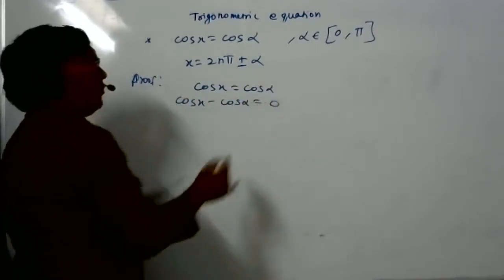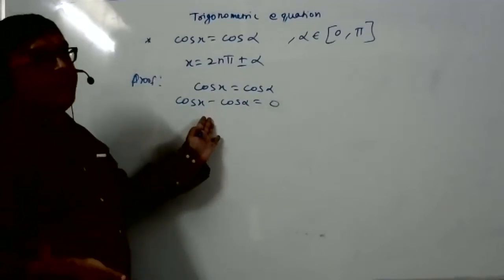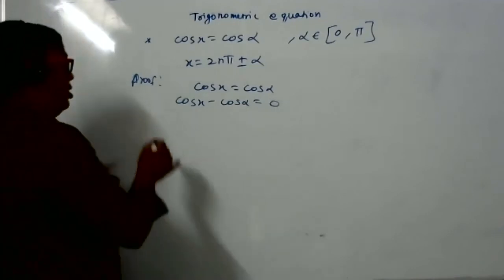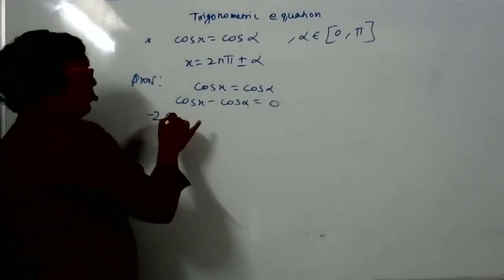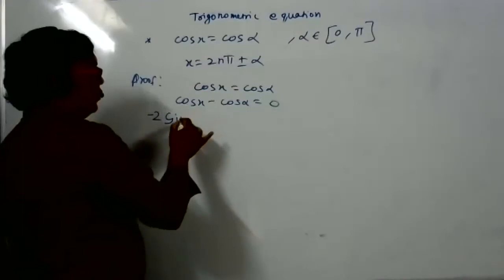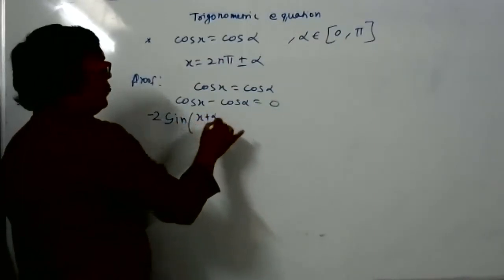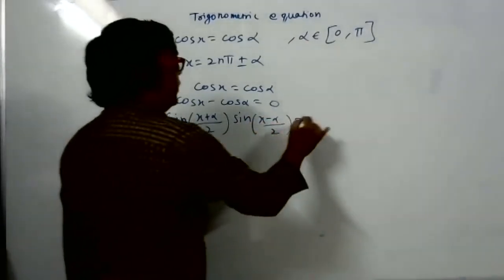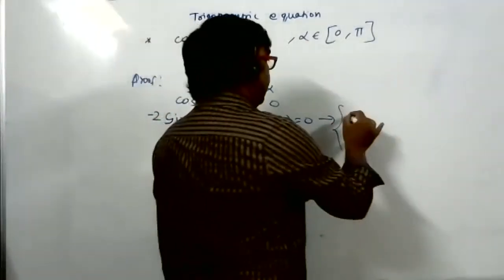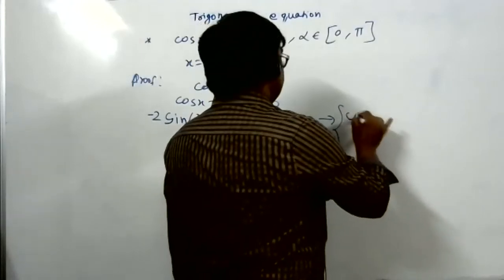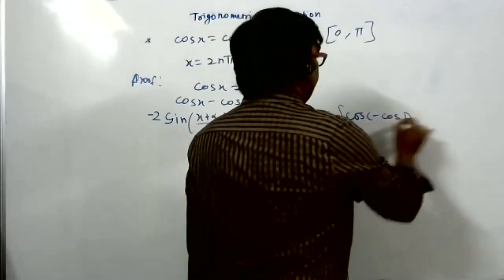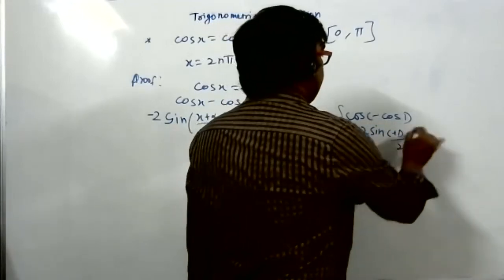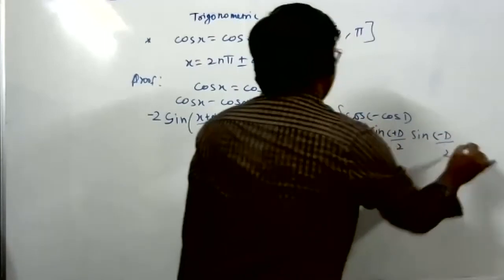Then use the CD formula. Convert subtraction into product. Cos C minus cos D. Does anybody remember the formula for cos C minus cos D? It is minus 2 sin of (C plus D) by 2 into sin of (C minus D) by 2. This formula we have studied in trigonometry. Cos C minus cos D equals minus 2 sin (C plus D) by 2 sin (C minus D) by 2.